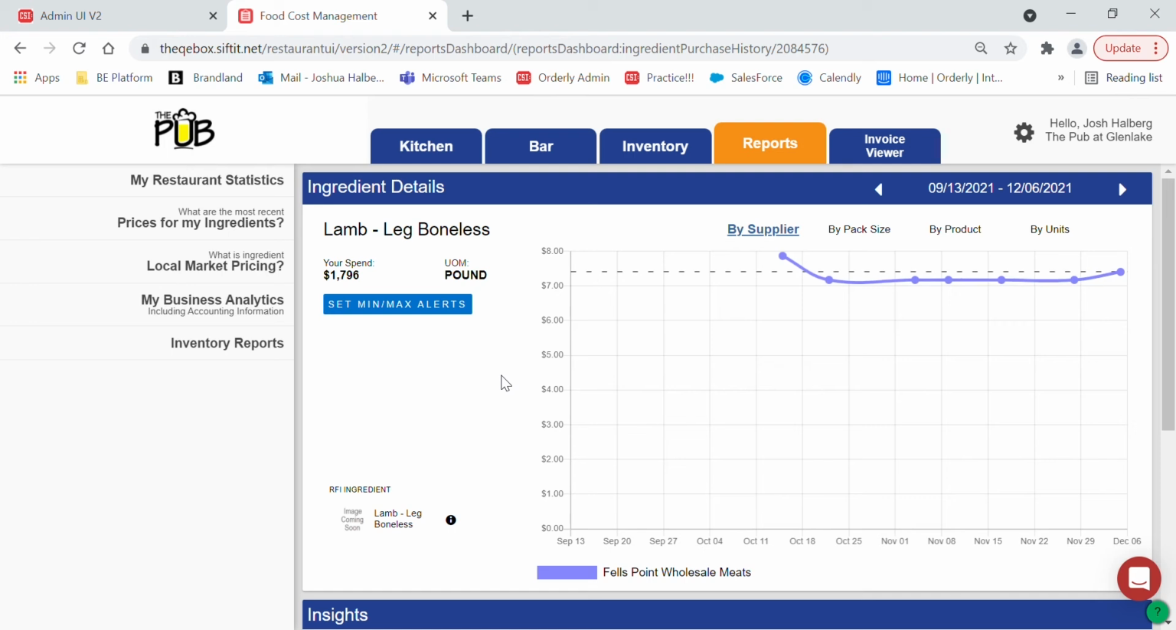By doing this, anytime you order this product and the invoice is then digitized by Orderly's team at a price of $7.41 or above, you will get an email notification.